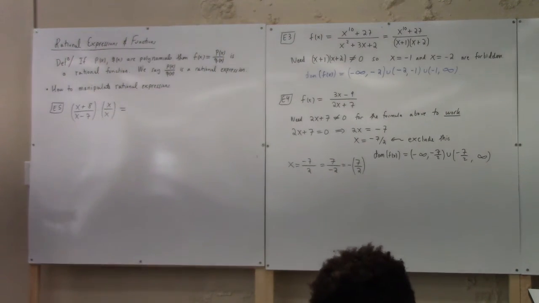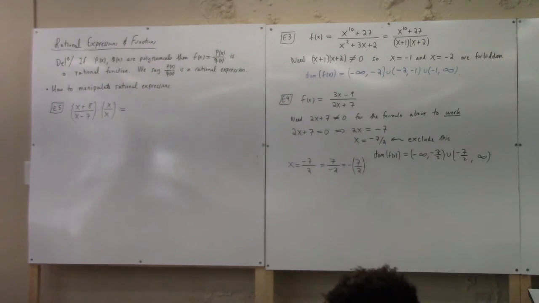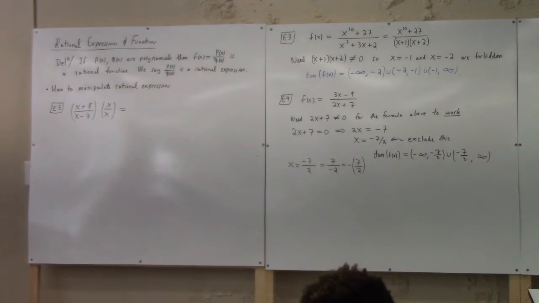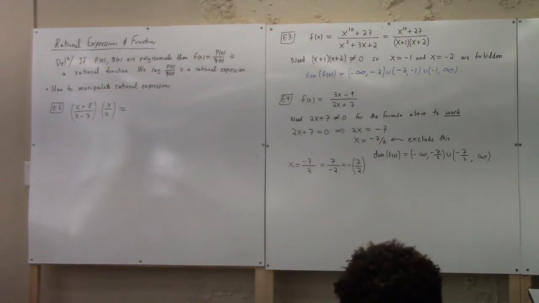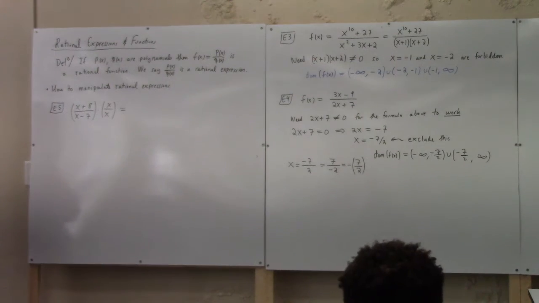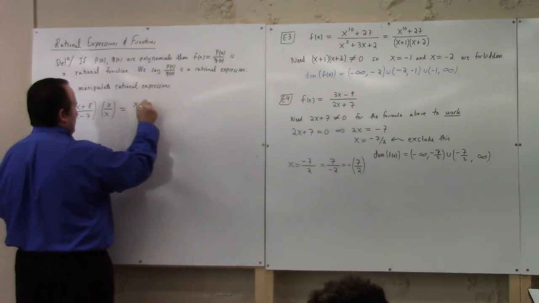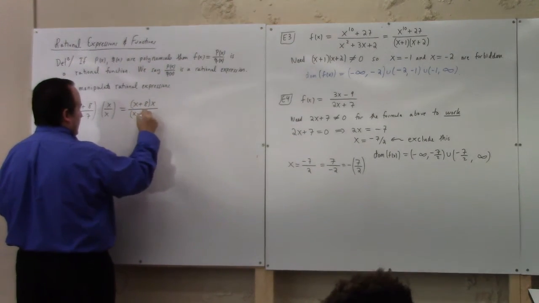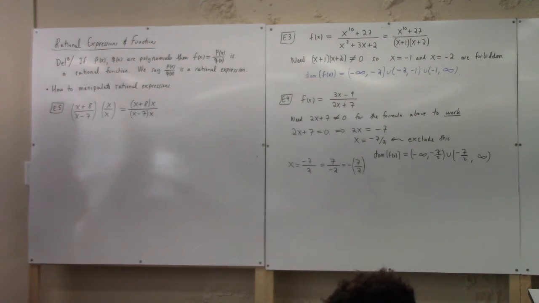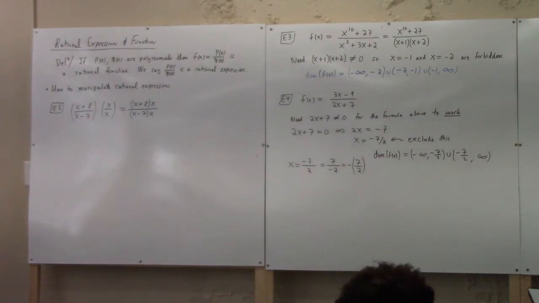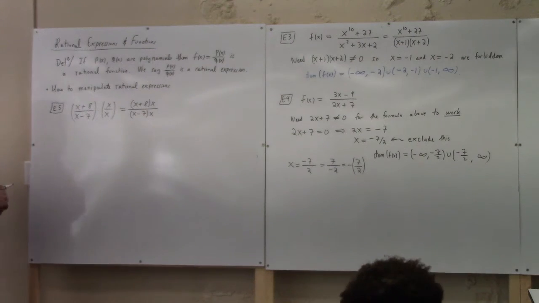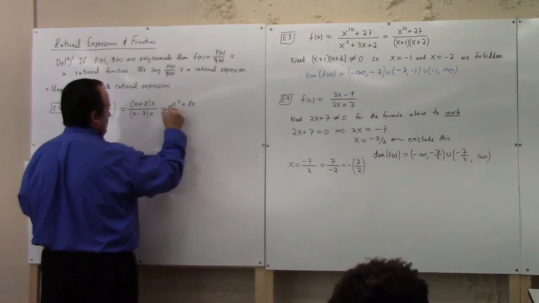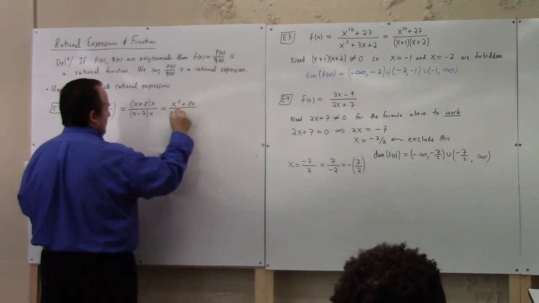Now, in your textbook, they don't have the parentheses. I like to put parentheses in. I am a big fan of parentheses, just to emphasize the order of operations, so to speak. But just like we multiply numbers, top to the top and bottom to the bottom, same thing here. So this is x plus 8 times x divided by x minus 7 times x. All right? And so this would be x squared plus 8x divided by x squared minus 7x.